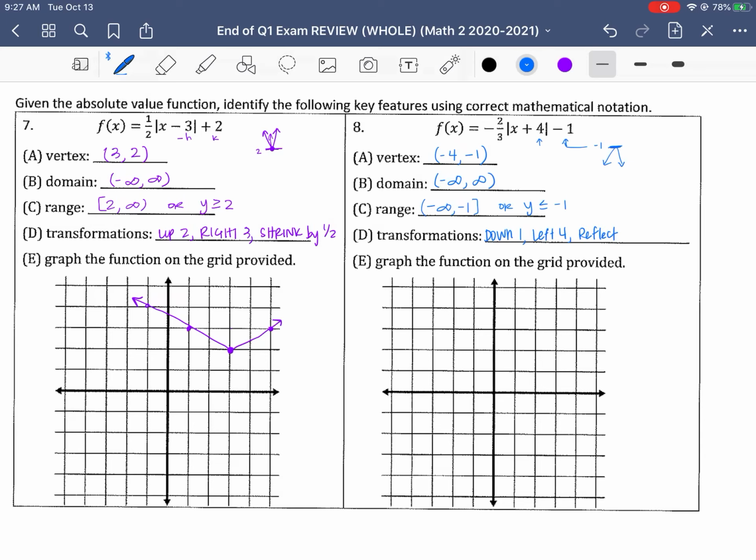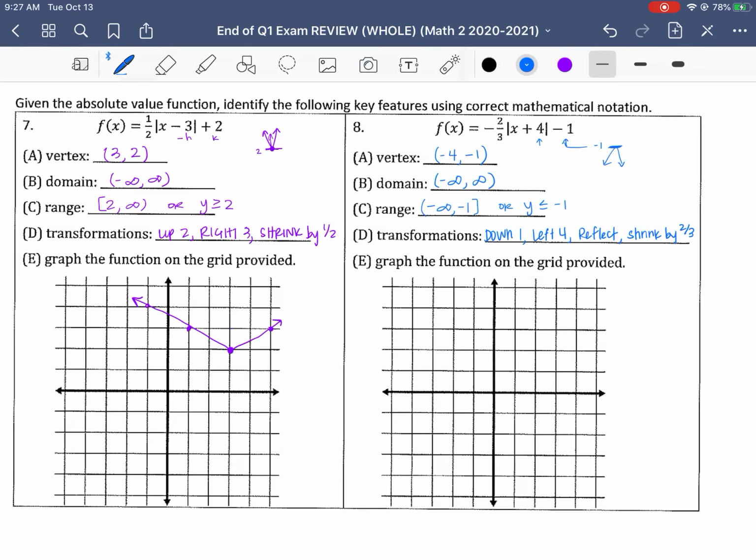It's going to reflect, right? We know that it's going to reflect. And then also that 2/3, again, that's a fractional value that's less than 1, so this is going to shrink by 2/3. Make sure we account for all of those pieces that are transforming the function.